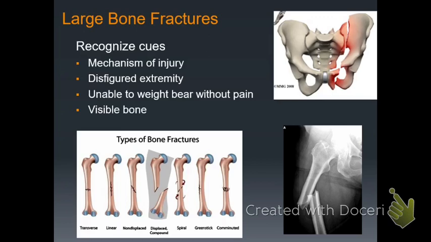Let's talk about a little bit of fracture. So that's our big fracture, our spinal cord fracture. We would immobilize it with a C-collar and log roll. Large bone fractures: our largest bones are our femur and our pelvis.